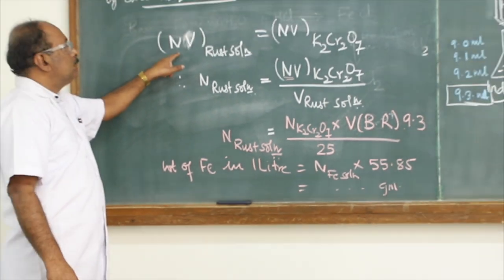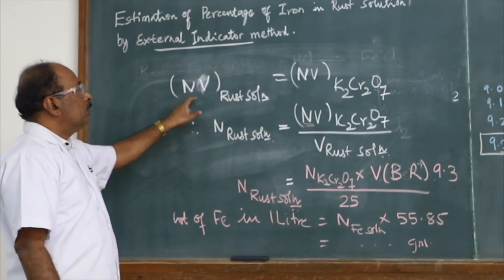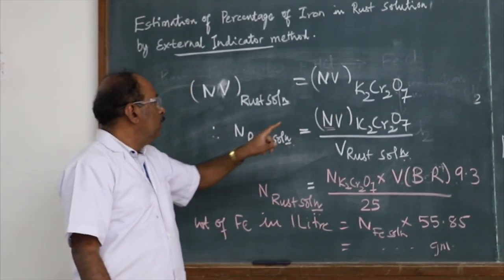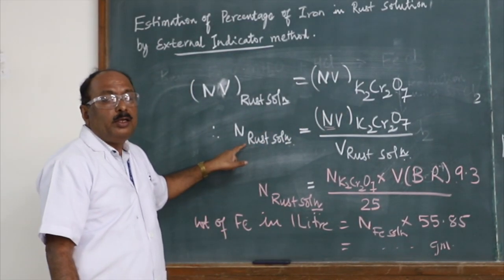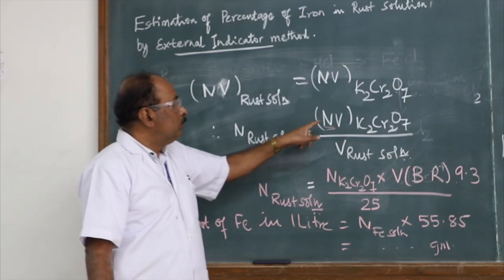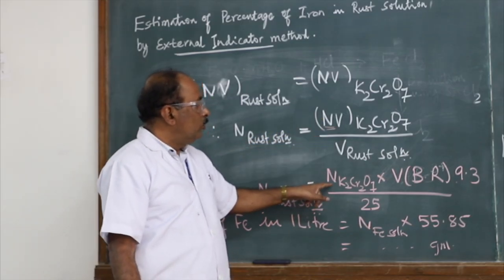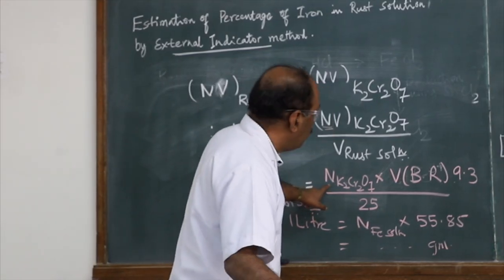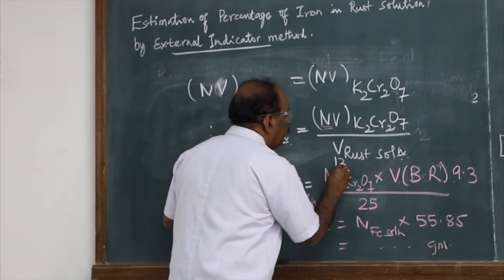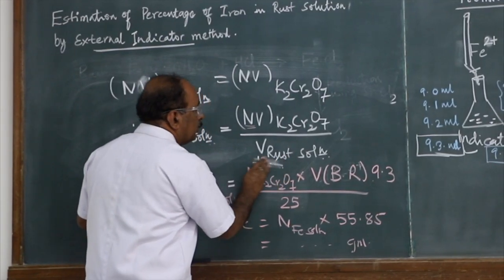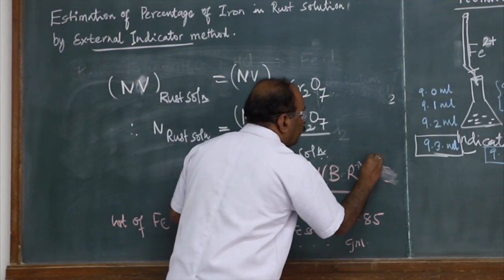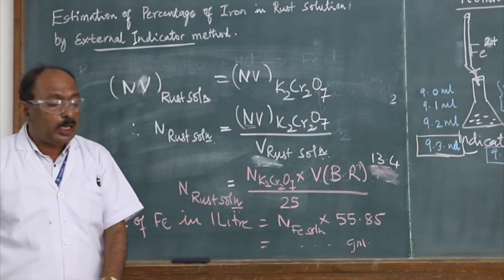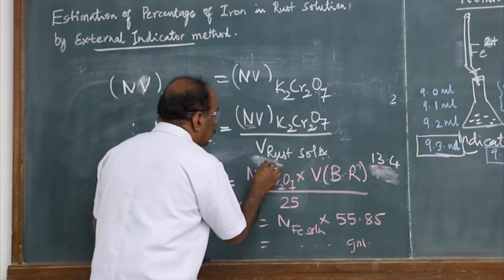For doing the calculation, as I said, N into V of rust solution is equal to N into V of dichromate, which is our standard solution. We want to find out the normality of the iron solution you have taken, so that will be given like this. Whatever reading I have got now, it is 13.4. You have to write 13.4 here, 13.4 here, and the normality of potassium dichromate you can calculate according to the equation given in the first part.